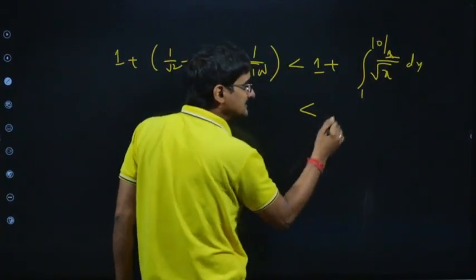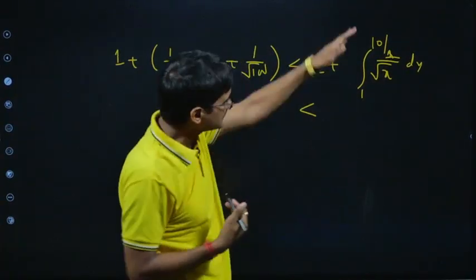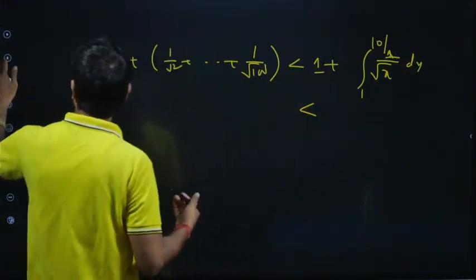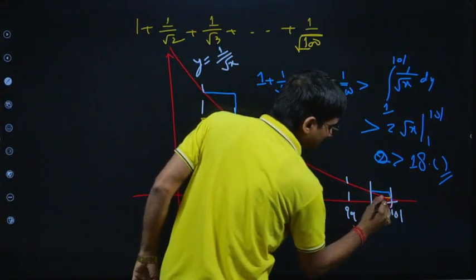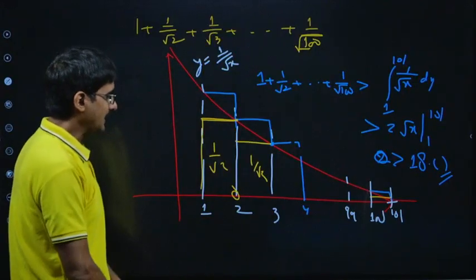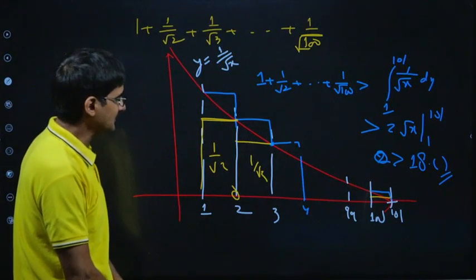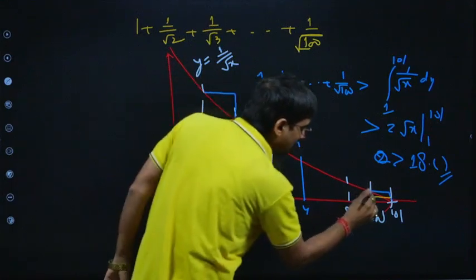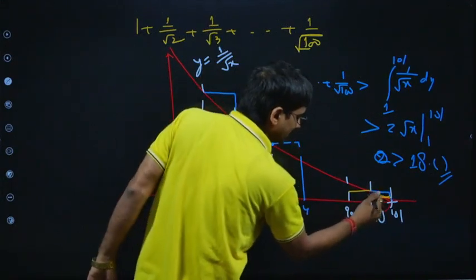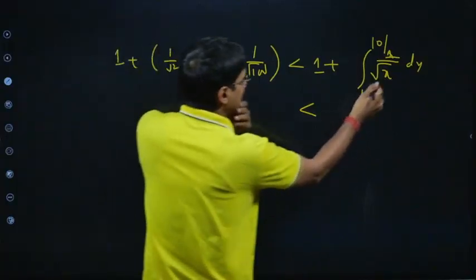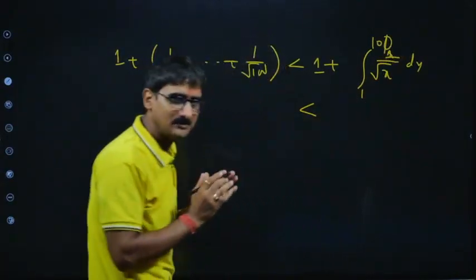So it's less than 1 plus, and it's the same expression here, bachcho. Why? Because the last one will be completed from here. So the last one will be completed from that side, rather from here, 100. So I won't be going till 101. It will be till 100 only.